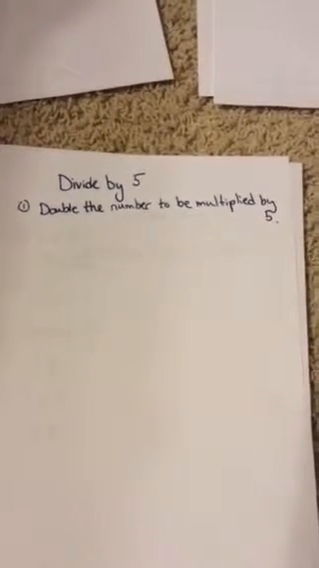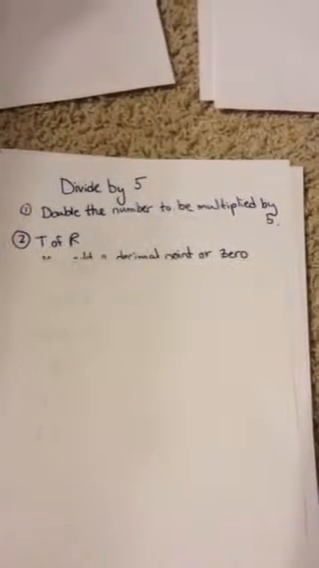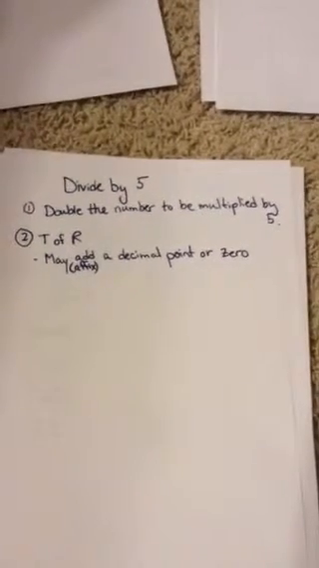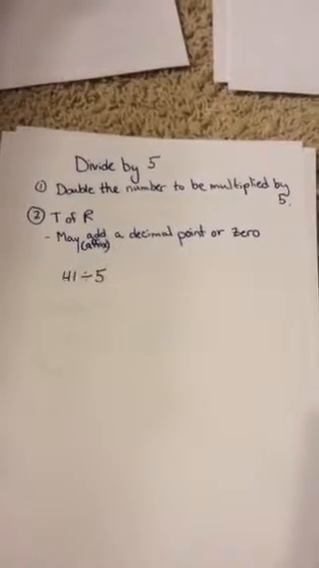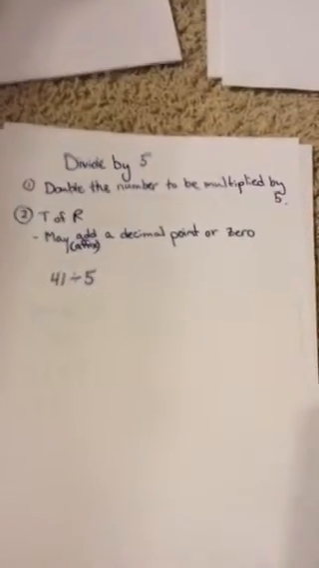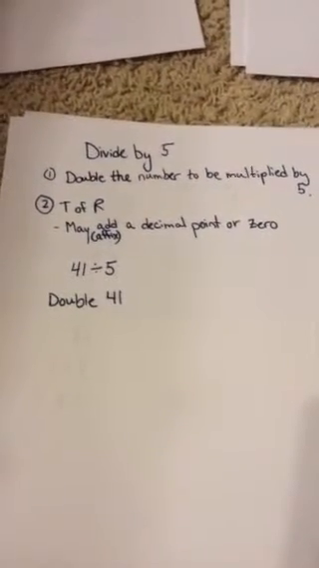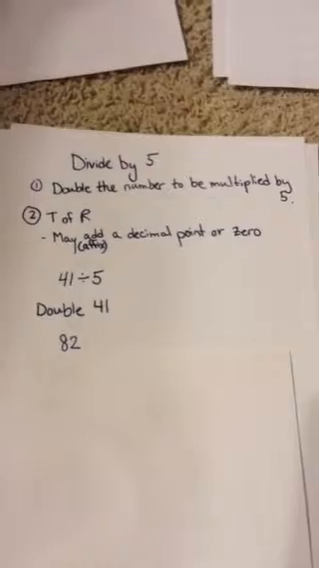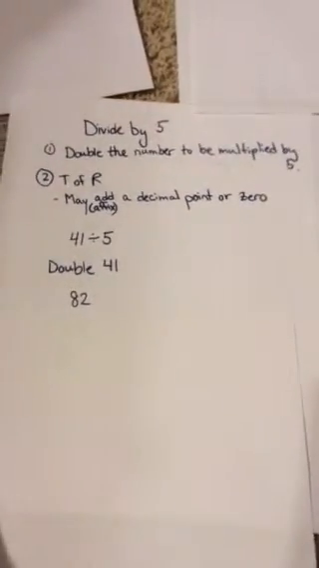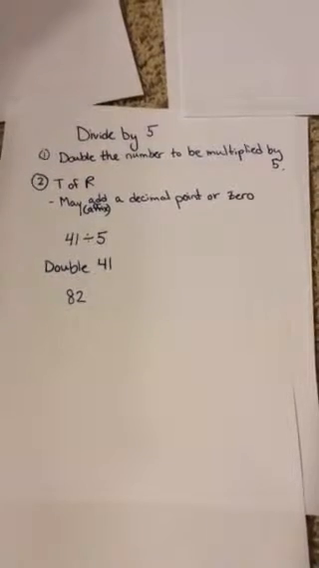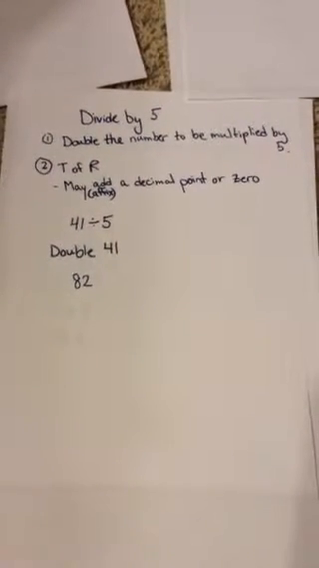Okay. Next I'm going to show you how to divide by 5. Okay, the first step is to double the number to be multiplied by 5. In other words, multiply the number by 2 this time. Then we're going to test for reasonableness because we may have to affix a decimal point or a 0 to the end. Our first example is 41 divided by 5. We double the 41, which is 82. We test for reasonableness. 41 divided by 5, 82 does not seem reasonable.